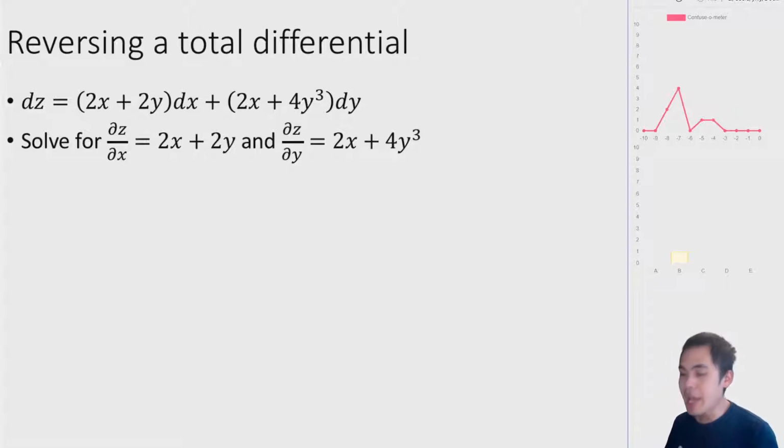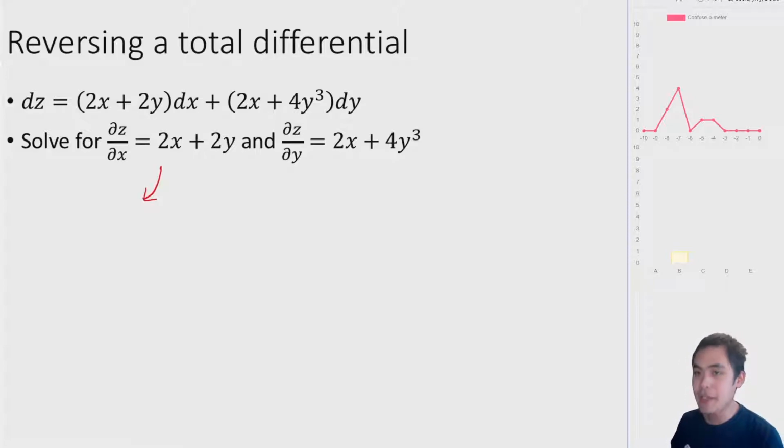Well, suppose that we have dz is equal to 2x plus 2y times dx plus the quantity 2x plus 4y cubed times dy. So now what we have to do is solve for z, where the partial derivative of z with respect to x is equal to 2x plus 2y, and the partial derivative of z with respect to y is 2x plus 4y cubed. So let's do those step by step. Let's first solve for this one.